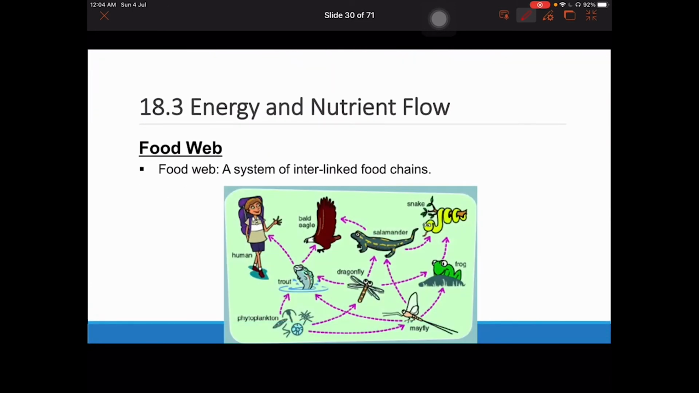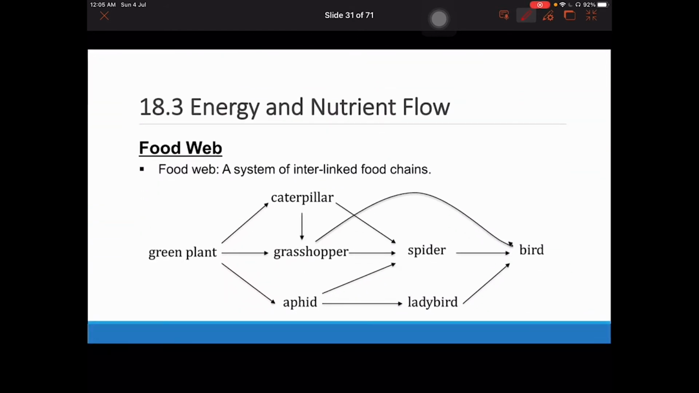Now, what about food web? Food web is basically a lot of interlinked food chains, so it's a lot more complicated. You'll be looking at things like this, whereby one food chain can branch off to be connected to other types of food chain. So over here, you realize that in this entire food web, there's actually only one producer, which is just a green plant.